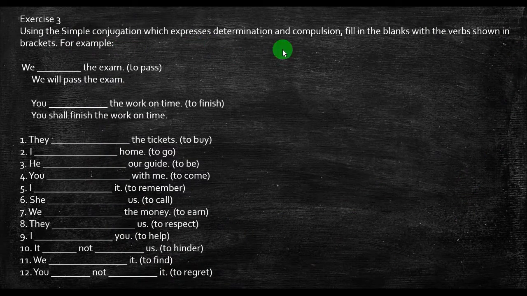Here is the third exercise, right? Kindly note down here you have to apply the rule of determination and compulsion, right? So while expressing determination and compulsion, a special rule is followed in simple future tense. So follow that rule. So here are the blanks and the hints. Fill the blanks, right? Again, I would recommend you to pause the video and complete all the blanks, and at the end we will check the answers.